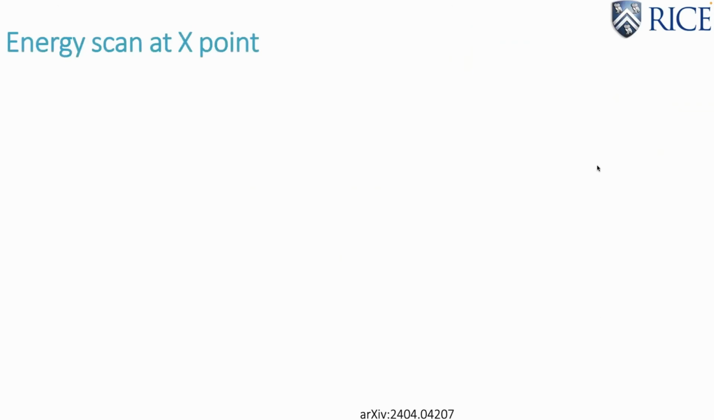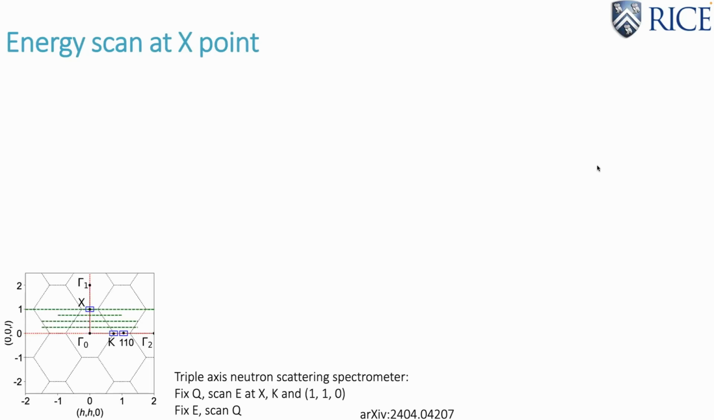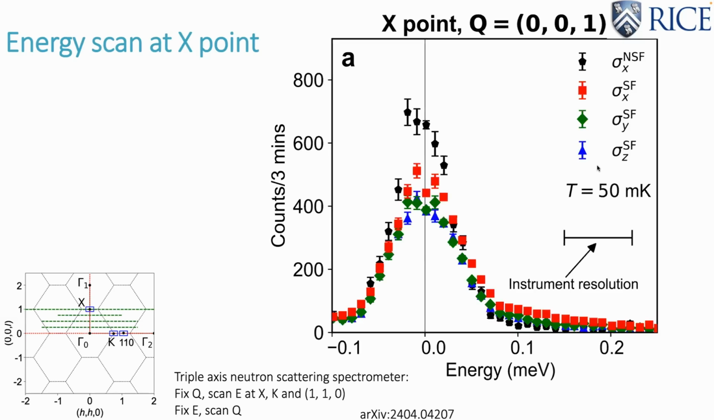Here's our experimental result. First, we perform the energy scan at the X point. For this triple axis, we can do 2 kinds of scan. One is the energy scan at a particular Q point. The other is to fix the energy and scan Q. First, we'll show you the energy scan at the X point.